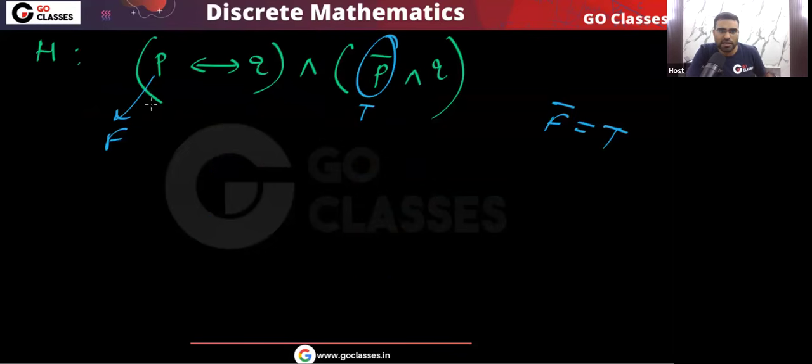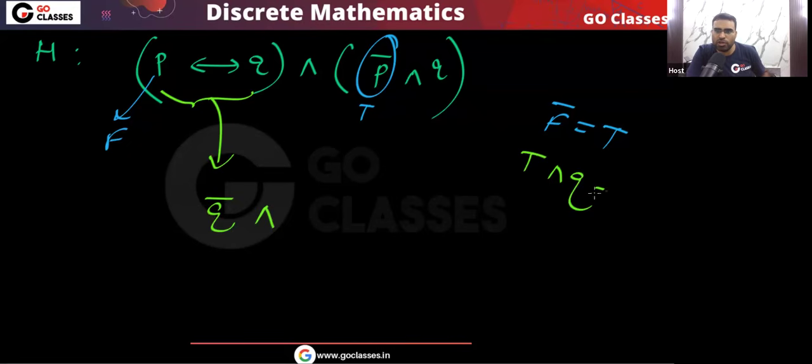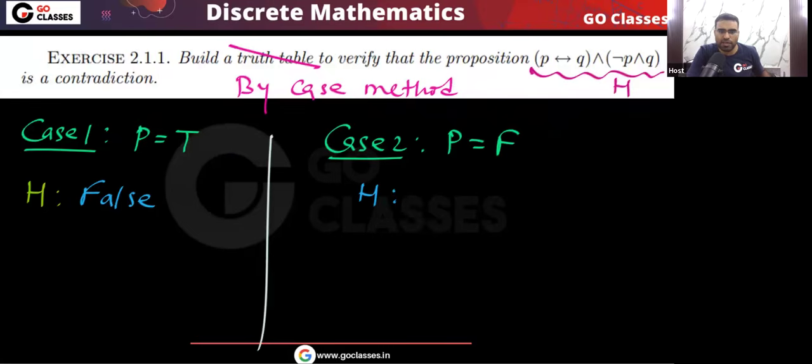So I can say that if P is false, then here what will happen? This will become Q bar. And you can see here, what is true and Q? That will be Q. True and Q, that will be Q. Q and Q bar, that will be false. Okay, very simple. So finally I can say that when P is false, then also this H is false.